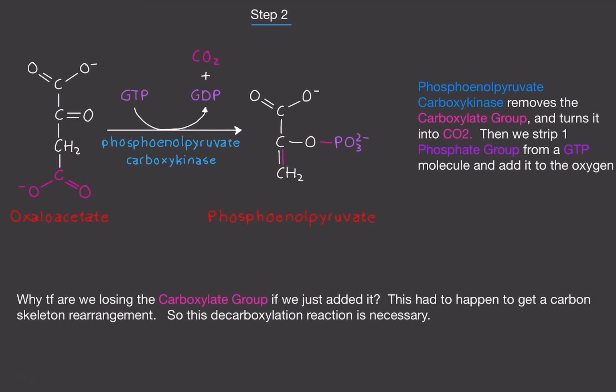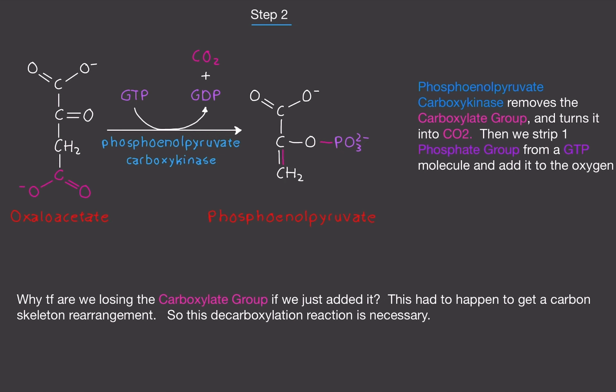We're going to use the enzyme phosphoenol pyruvate carboxykinase. It's a long word. And we're going to take a GTP molecule. A GTP molecule is like an ATP molecule, but instead of adenine, it's guanine. And we're going to break off a phosphate group because we go from GTP to GDP. Triphosphate to diphosphate. So we have now stripped a phosphate group off. And we're going to add it to this oxygen here. So this oxygen was in a double bond. We're going to break that double bond and make a single bond to the phosphate group. That's the first thing it's going to do.